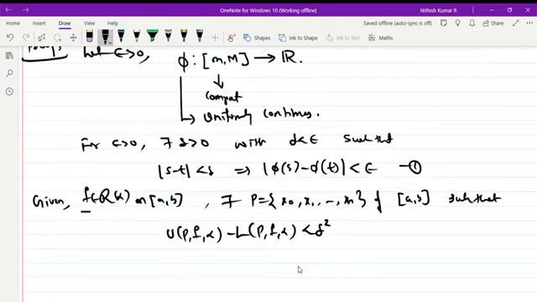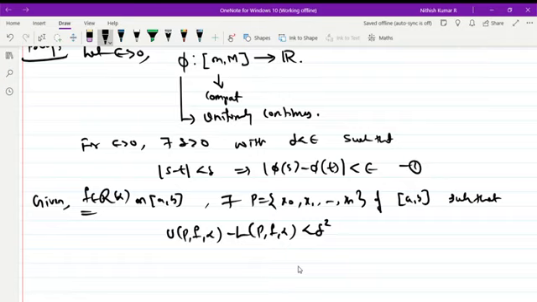So I'm using here the Riemann criterion for integrability. Instead of epsilon, we are taking it as delta square. So for delta square, there exists a partition such that U(P, f, alpha) minus L(P, f, alpha) is less than delta square.